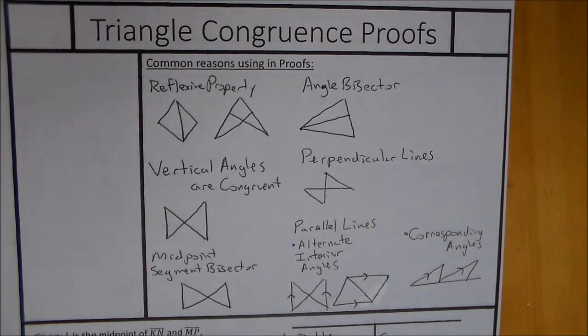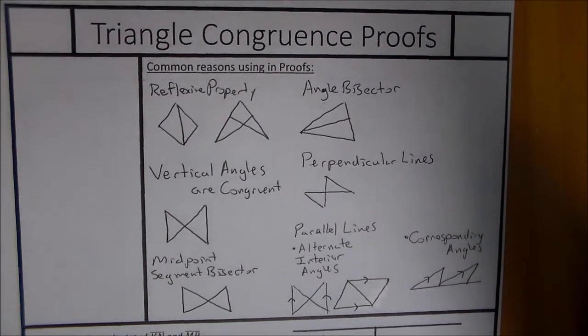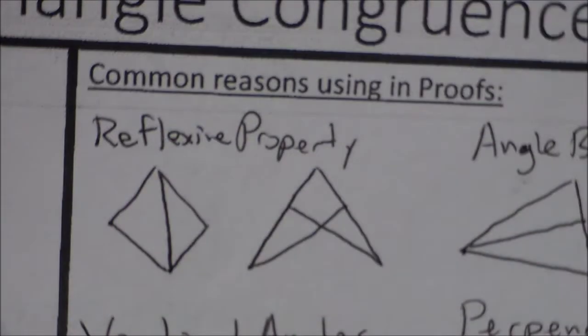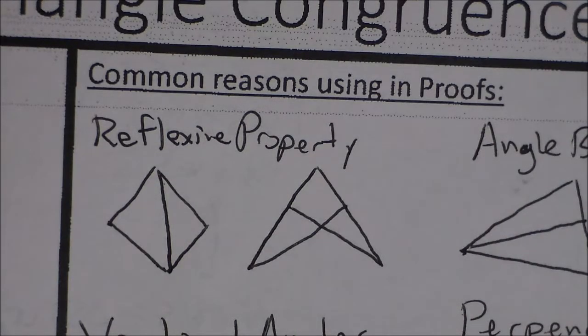So as we start to look at triangle congruence proofs, we have some common reasons we're going to see throughout many of the proofs that we're going to do. So we want to go through and look at the list of them so we recognize when they come up, what to look for, and how to use them when they apply to proofs. The first one we have is the reflexive property.